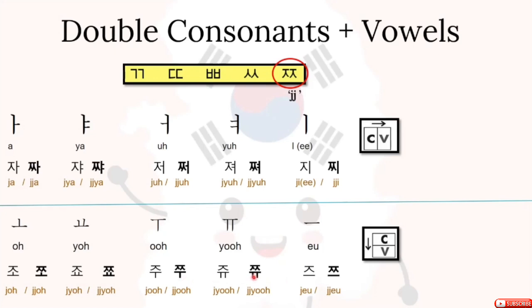All right, and the final. Z and becomes J. J and becomes J. J, J, J. Okay, so that's it for our double consonants.